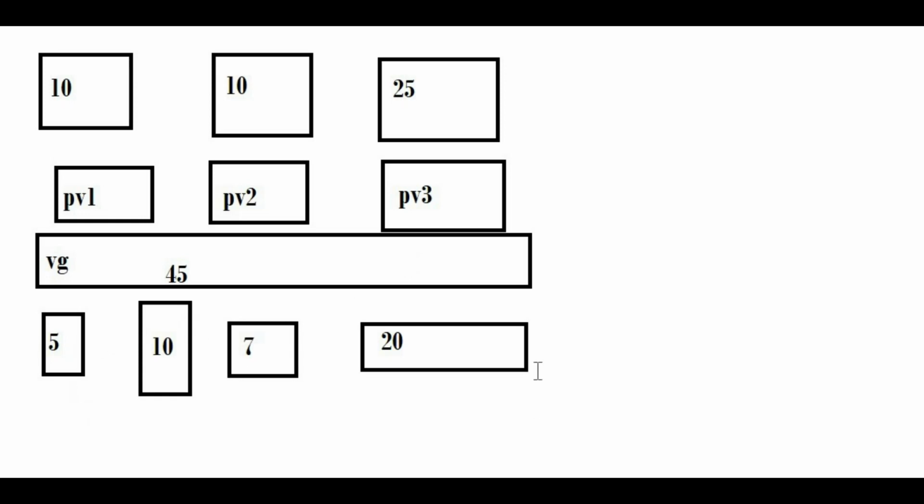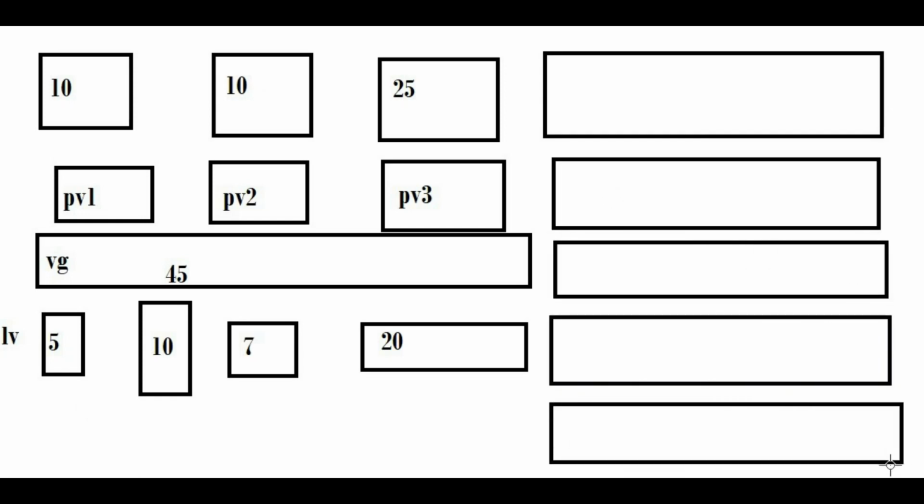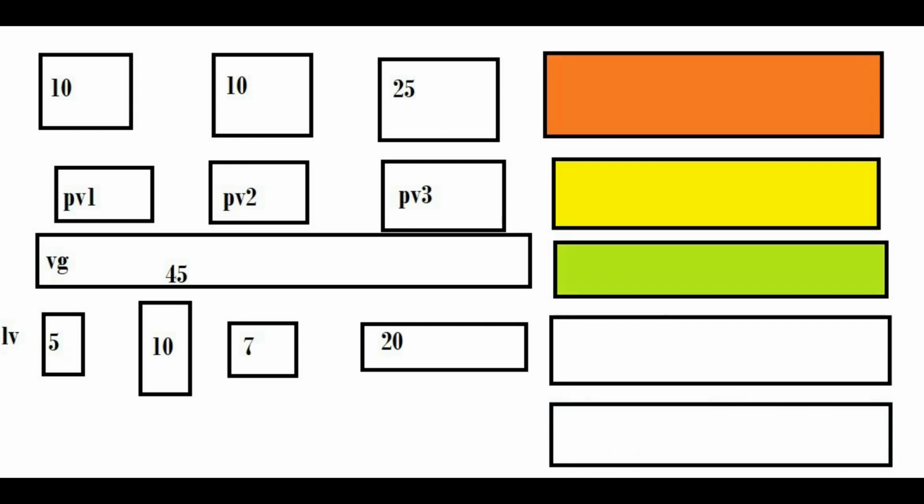Further, if I am using 20 GB and I want 1 more GB, I can extend it using the LVM command. This small chunk will be an LV. So LVM has 3 layers: the physical disk, the volume group, and the logical volume. Let me explain. First, let me fill in the colors, which will make it easy to understand.